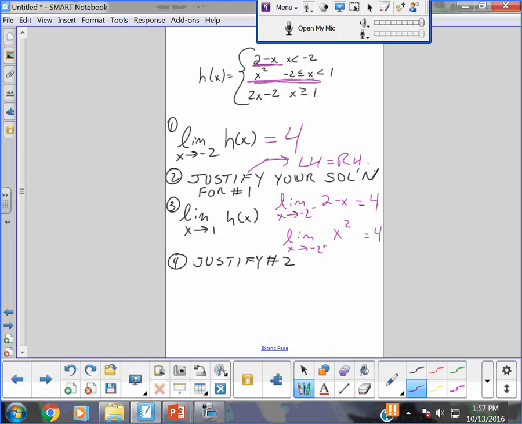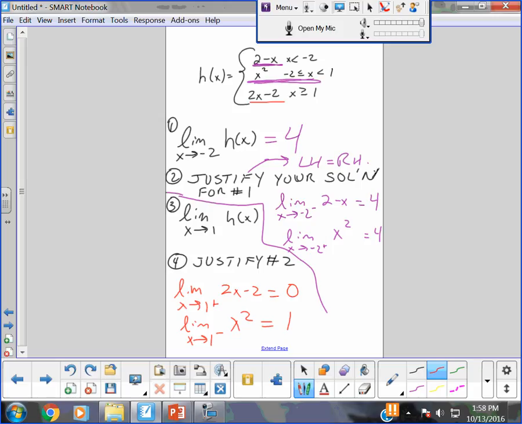All right. So for the next one, I'll do it in red instead of purple. I'm going to do the limits as we approach 1. When I approach 1 from the positive side, it's going to be that function, the one to the right, and I'm going to see that that's 0. When I do the limit from the left-hand side, it's x squared, and I'm going to get 1. So for number 3, the answer is does not exist. Why? Because the left hand is 1 and the right hand is 0, and they're not the same. So the justification is the left hand does not equal the right hand.